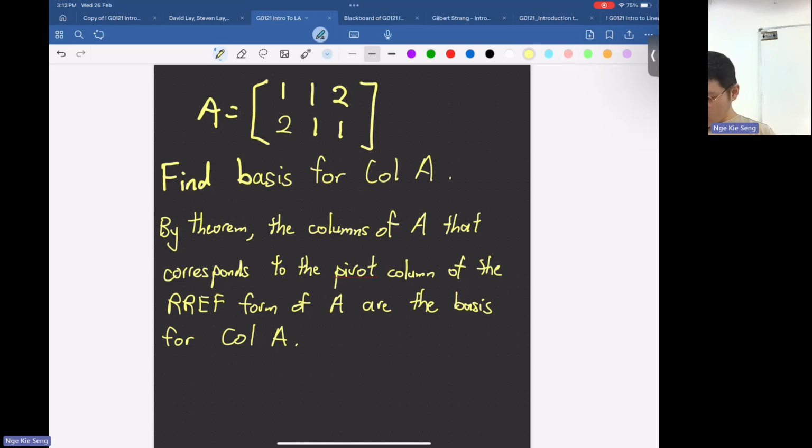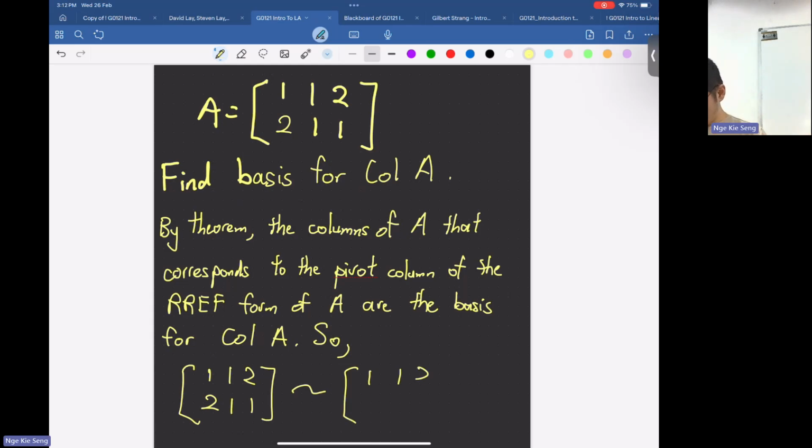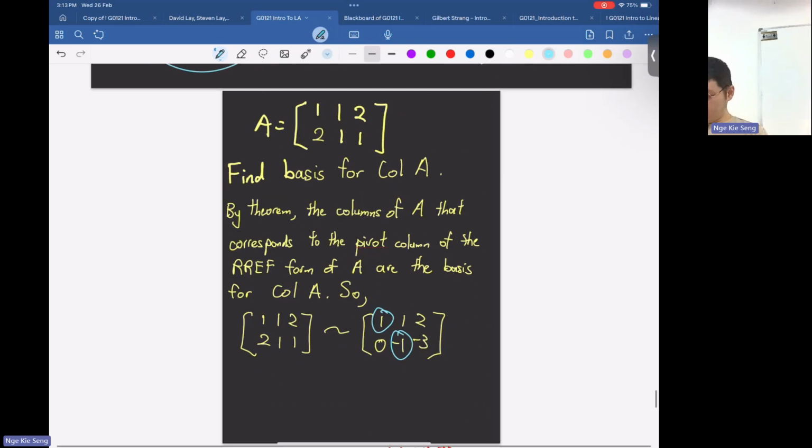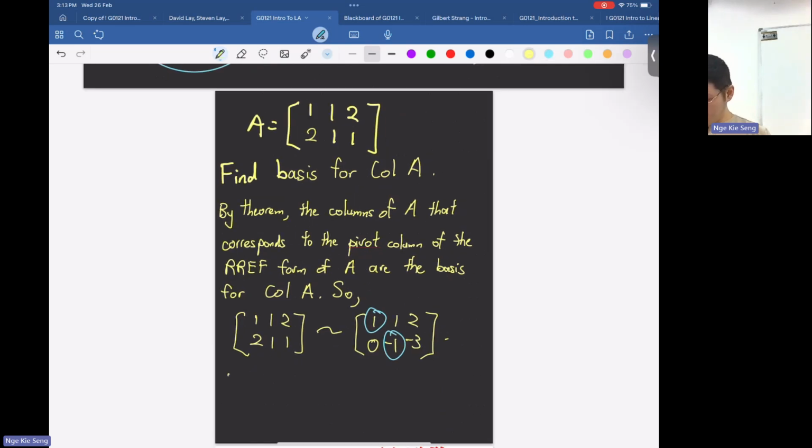So to do this, we need to row reduce our matrix. Let's quickly row reduce this. So 0, -1, -3. Okay, so you can see that these two are the pivot columns. So we will say that the basis for Col A is equal to columns 1, 2, and 1, 1.